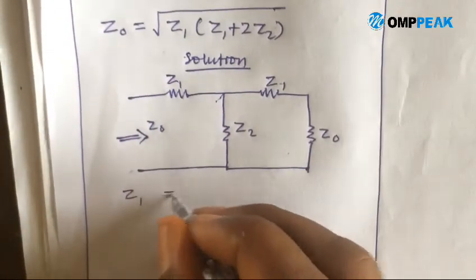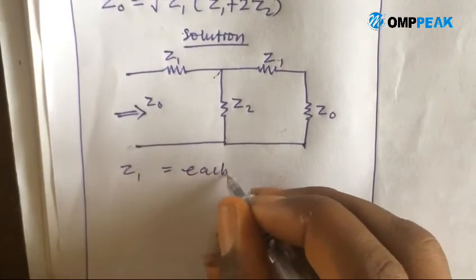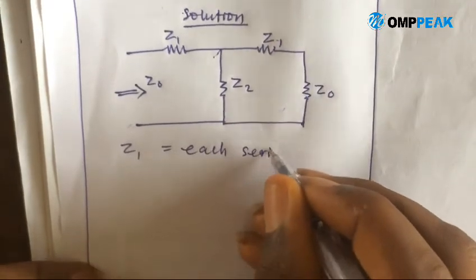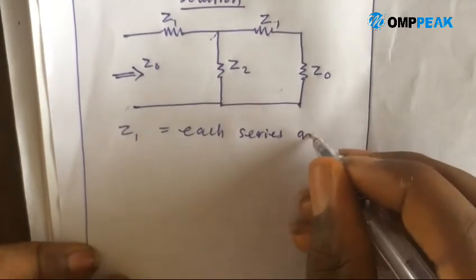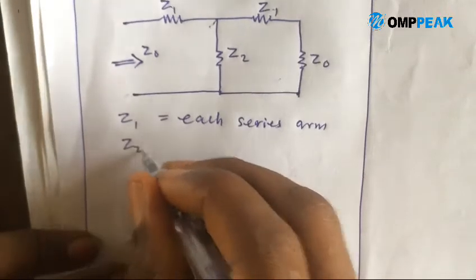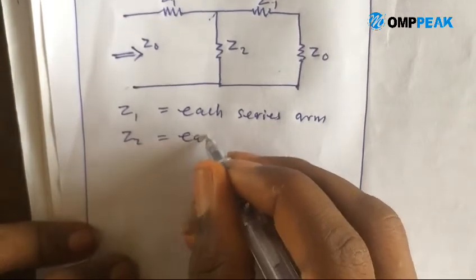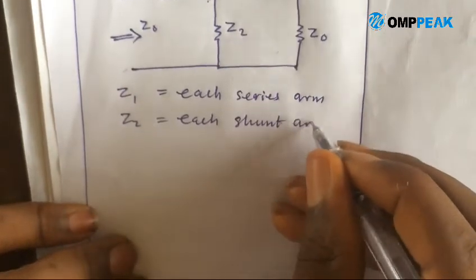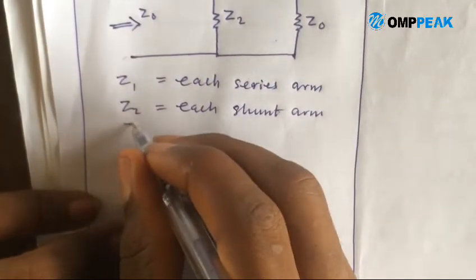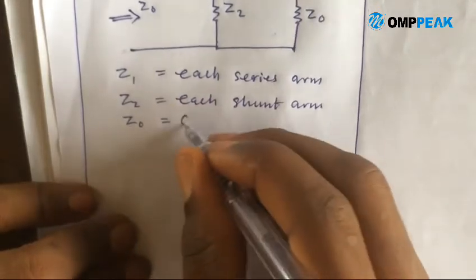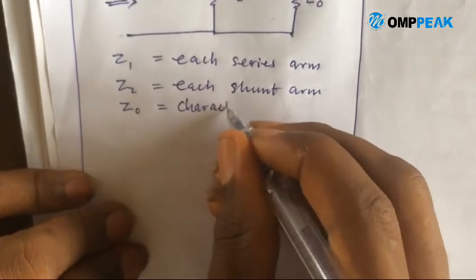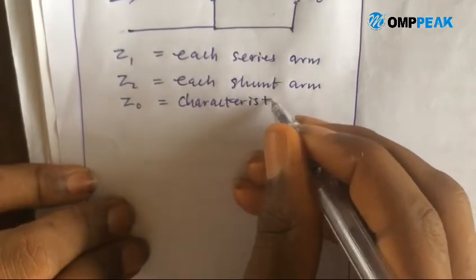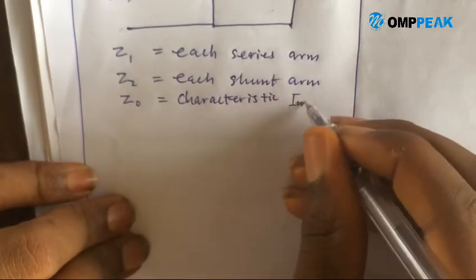So Z1 equal to each series arm. Now Z2 equal to each shunt arm. Then Z0 equal to that characteristic impedance.